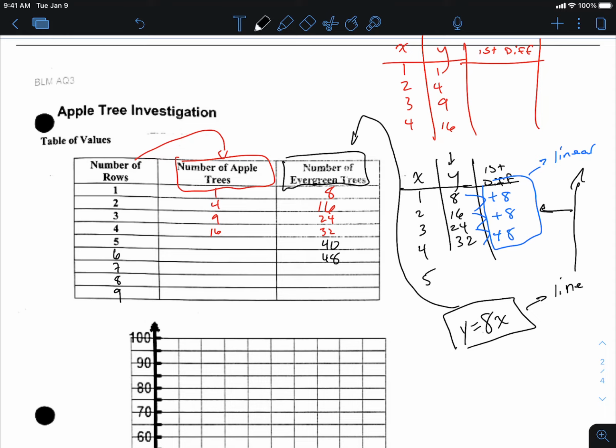Okay, so we can continue going using this equation or adding 8. So 48 and 8 is going to be 56. And another 8 is going to be 64. And you can confirm that because 8 times 8 is equal to 64. Okay, so that I know I'm right. And then you can also check 9 times 8 should be 72.